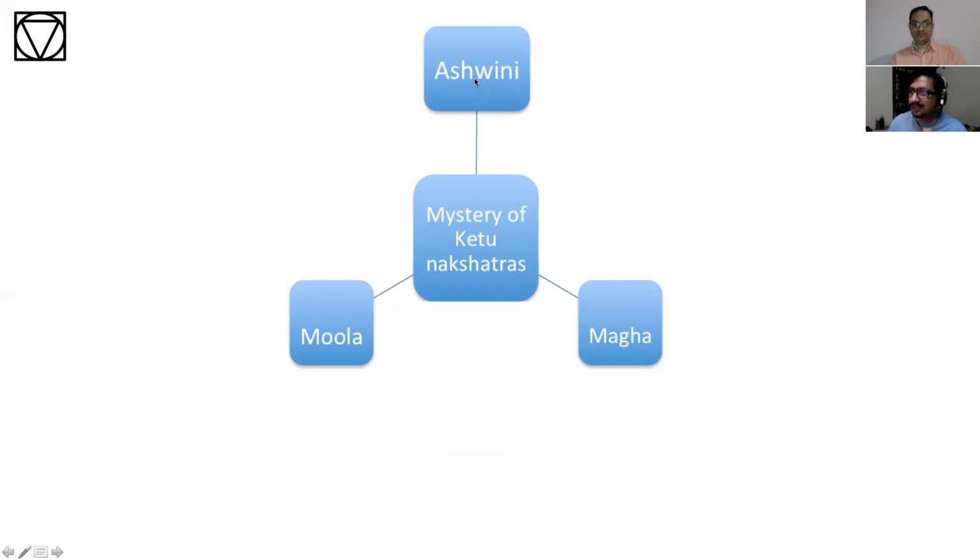And Mula and Ashwini may also be connected, because Mula is roots and you use herbs or roots to do a lot of healing, which Ashwini natives will end up doing. So in one way or the other, the nakshatras of the same nakshatra lord are intricately connected with each other. So that is the mystery of Ketu nakshatra. That's the first thing which I would have to say.